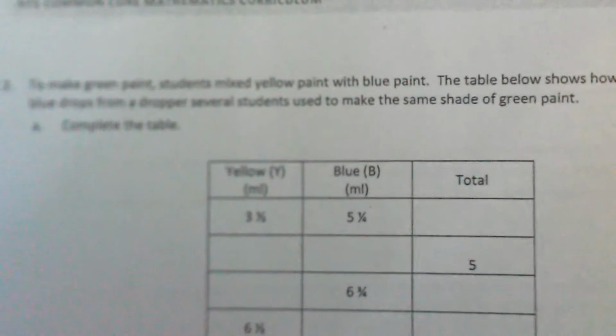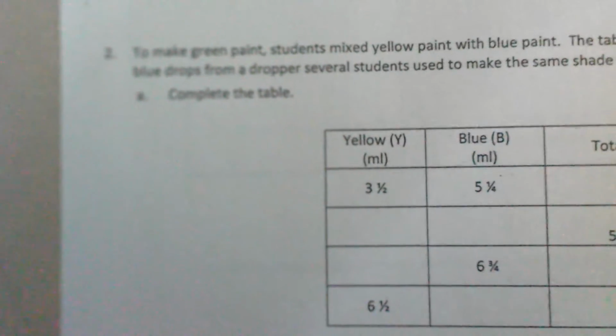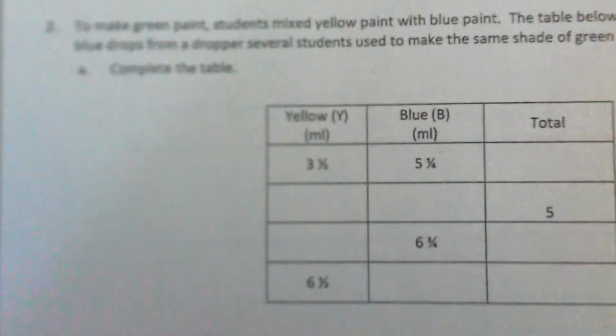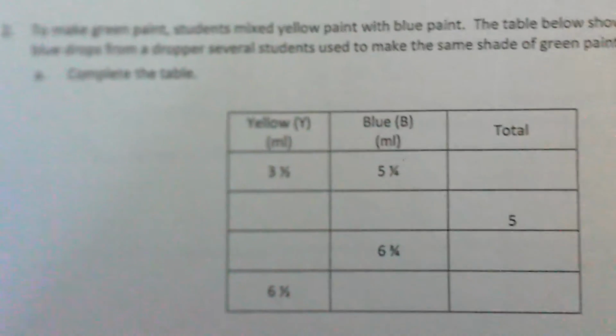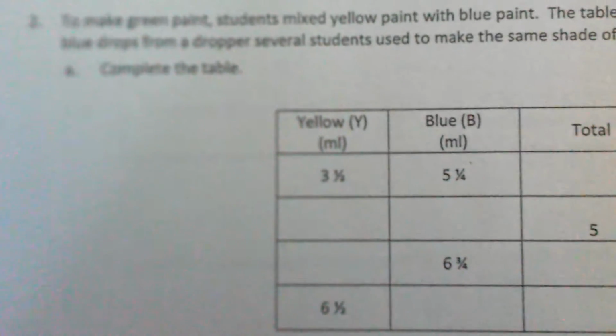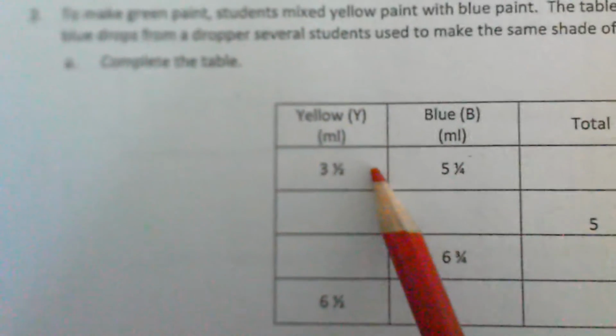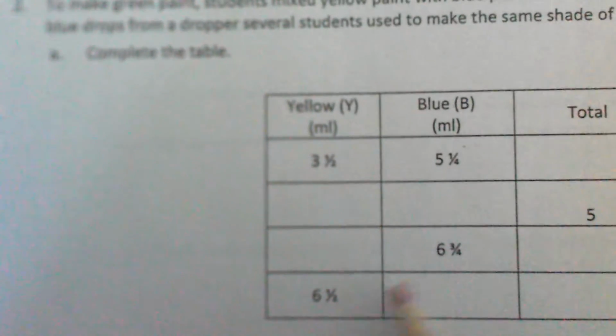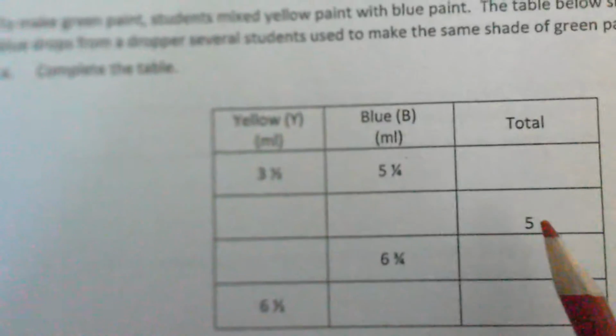So here's our table, and we are going to want to create the same ratio of yellow to blue, because when I create the same ratio of yellow to blue, I'm going to make sure that I get the same shade of green. That is the only way that's going to happen. So, once again, we need to look at what information I know and what information I can use. So, I know a couple yellows, I know a couple blues, and I know one total.